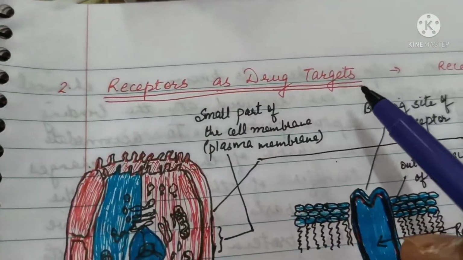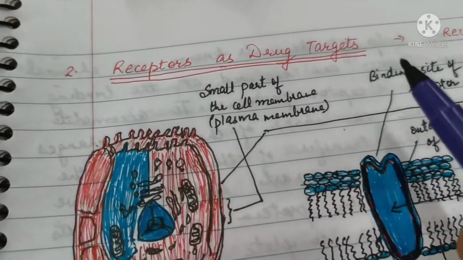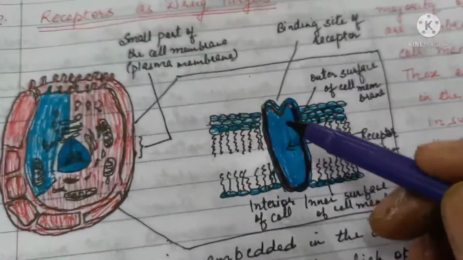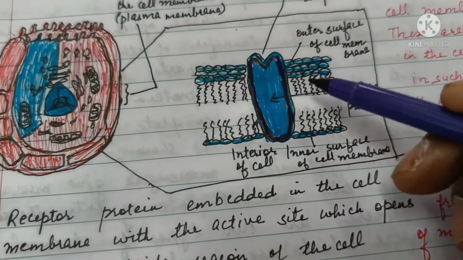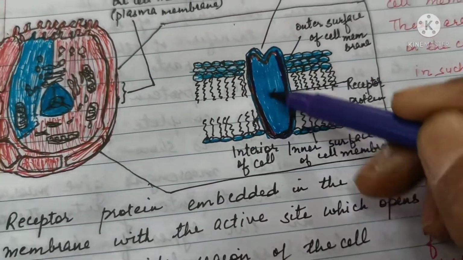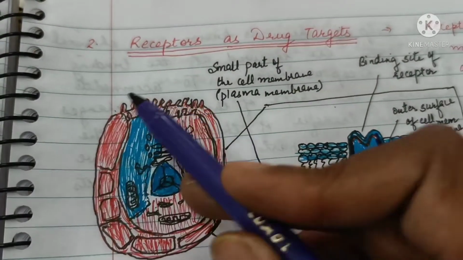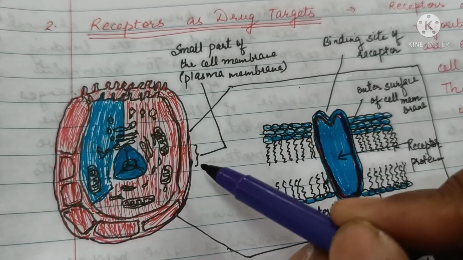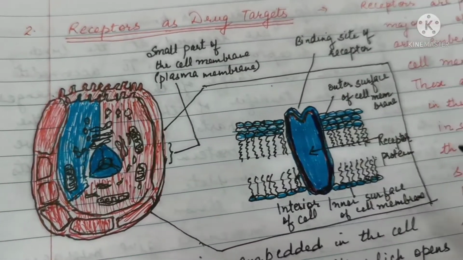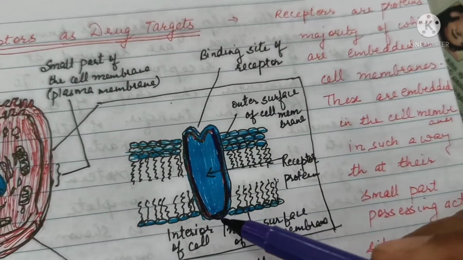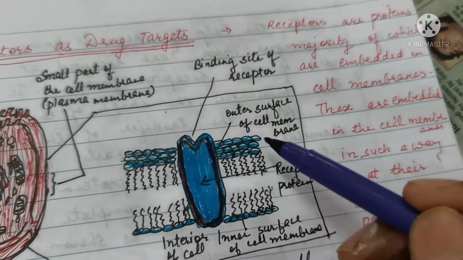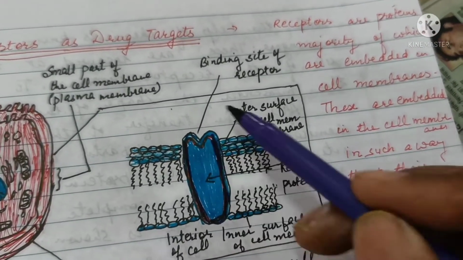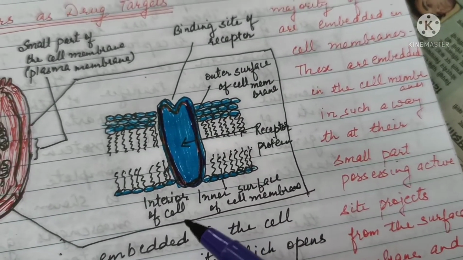Receptors as drug targets. Sometimes we use drugs to target the receptors. Receptors are proteins, the majority of which are embedded in the cell membrane. This is the cell and the outer membrane. Let us suppose this small part of the cell membrane is magnified; we see that this is the receptor protein which is embedded in the cell membrane. This is the outer part of the cell and this is the interior of the cell.